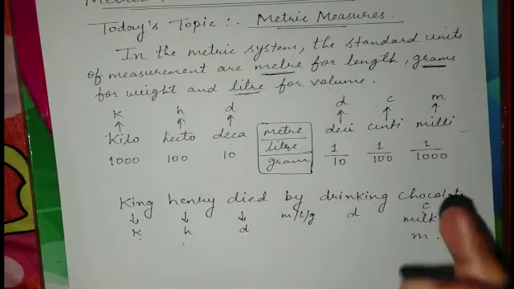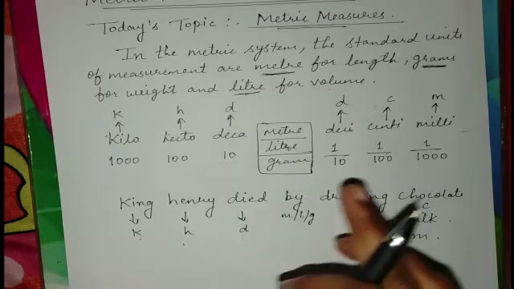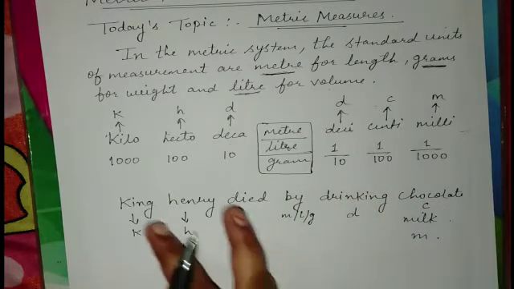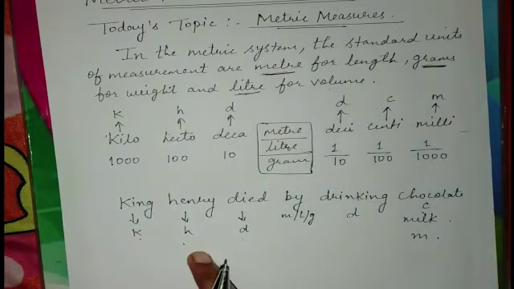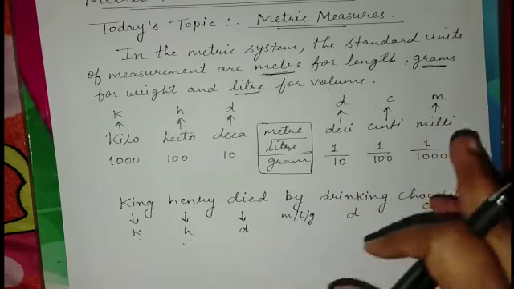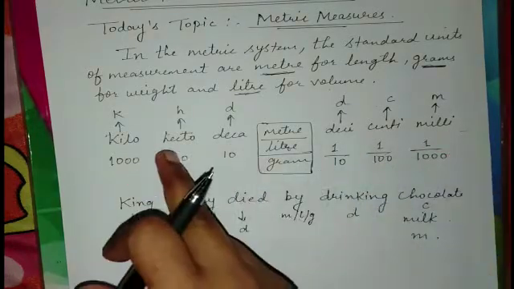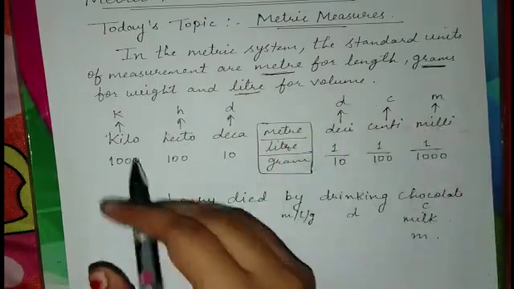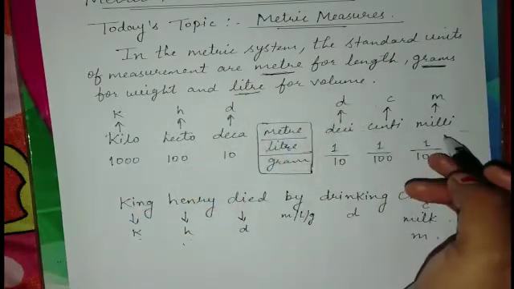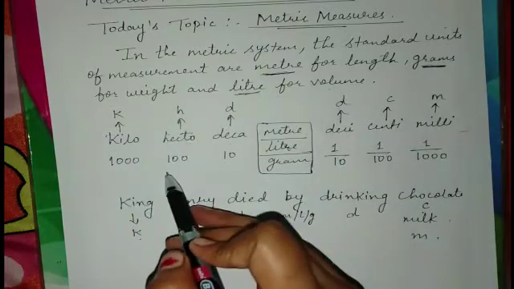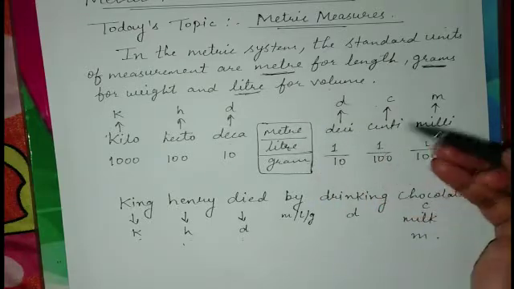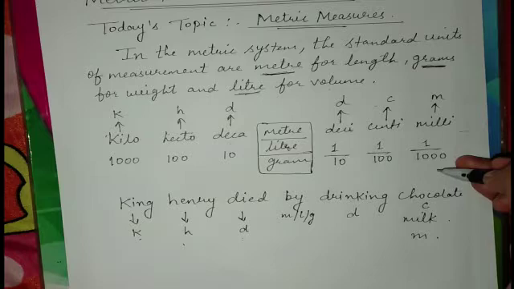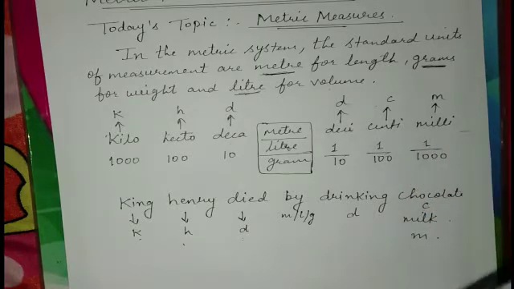You only have to remember one sentence, King Henry died by drinking chocolate milk, and according to the first letters you will write your place value chart: kilo, hecto, deca, meter, liter, gram, then deci, centi, milli. All are in which order? Decreasing order. The highest is kilo, the lowest is milli. Kilo is 1000, hecto 100, deca 10, then meter is the ones place, then deci 1 by 10, centi 1 by 100 and milli 1 by 1000. Are you getting my points? Is everything clear for you all? Okay, now we will see the next topic.